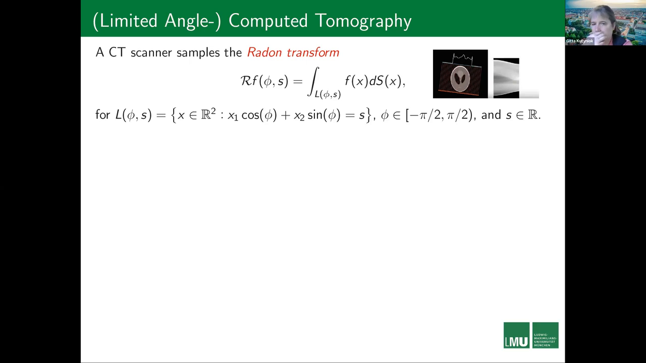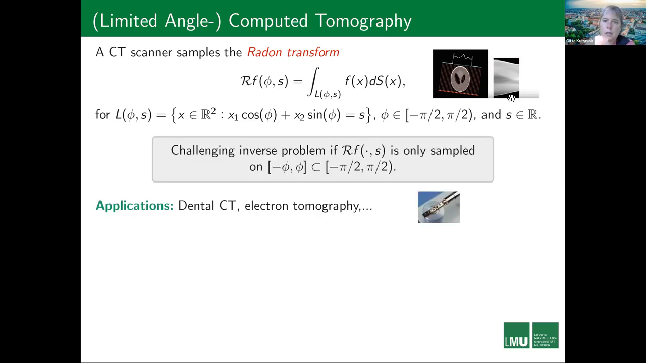So that's the basic problem which one faces, and you see here the precise definition. You have your f, which is this function, and then you compute line integrals at different angles and different offsets, and that way you acquire this Rf, the sinogram, for which you want to reconstruct the interior. Now things become really hard if you cannot do this 180-degree rotation.